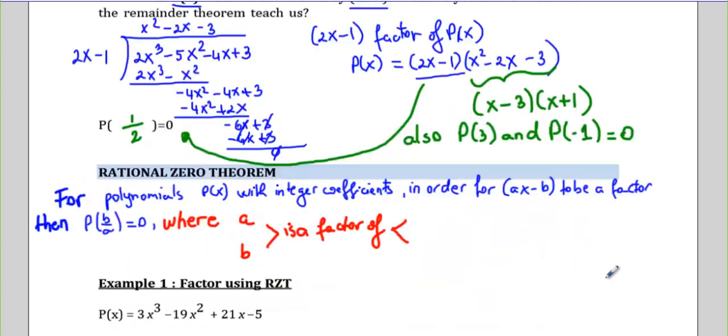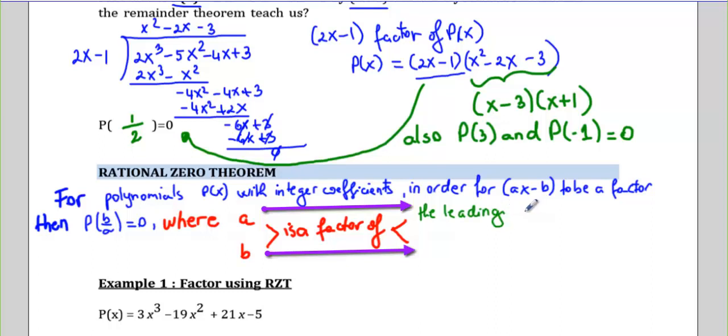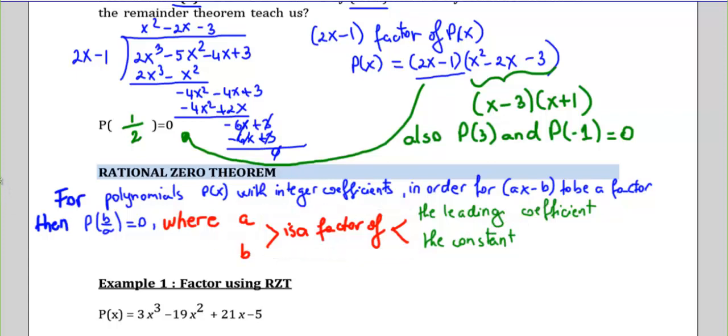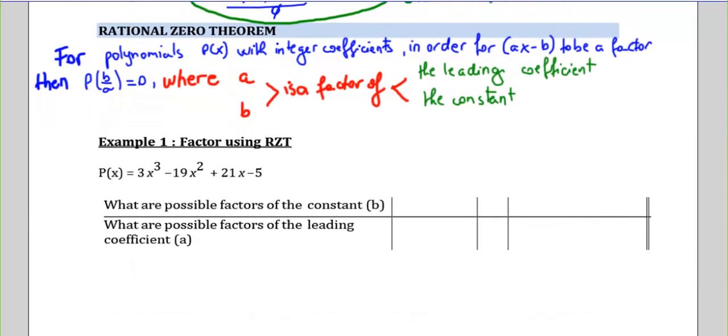It means that for polynomials p of x with integer coefficients, in order for a binomial ax minus b to be a factor, then the polynomial at b over a equals 0, where a is a factor of the leading coefficient of that polynomial, and b is a factor of the constant. So let's put this theorem in practice with our first example.